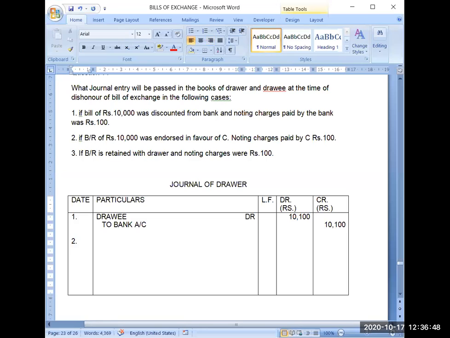He will become again his creditor. Now C has become creditor and drawee has become debtor. Now what entry will the drawee make on the date of dishonor? He will finish his liability for bills payable, 10,000, and he will again make the drawer his creditor for 10,000.